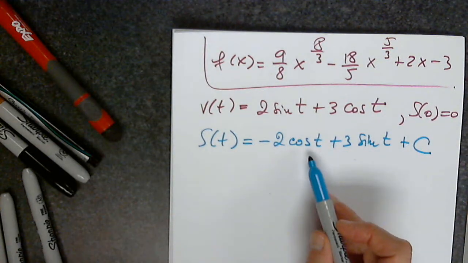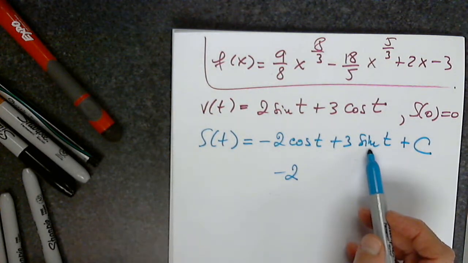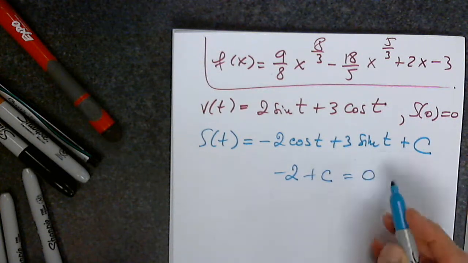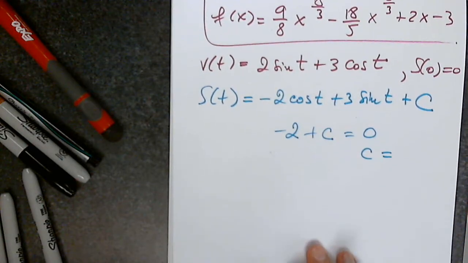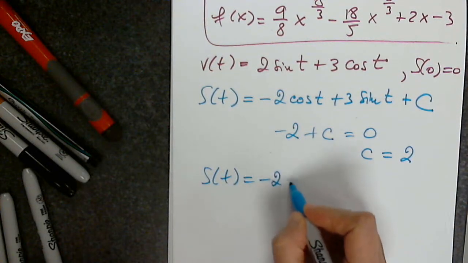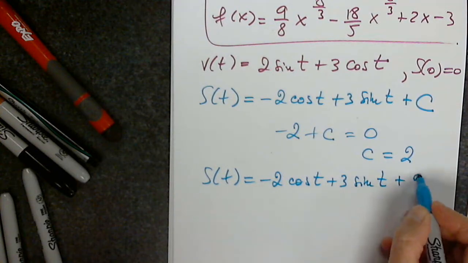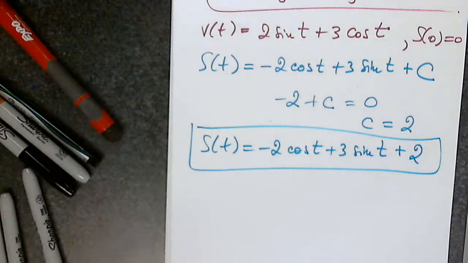So now I'm told that s of 0 is 0. How much is cosine 0? 1. Very good. So negative 2. How much is sine 0? 0. So then plus c equals 0. Therefore, c is 2. So then s of t equals negative 2 cosine t plus 3 sine t plus 2. And this is the formula for the distance function.